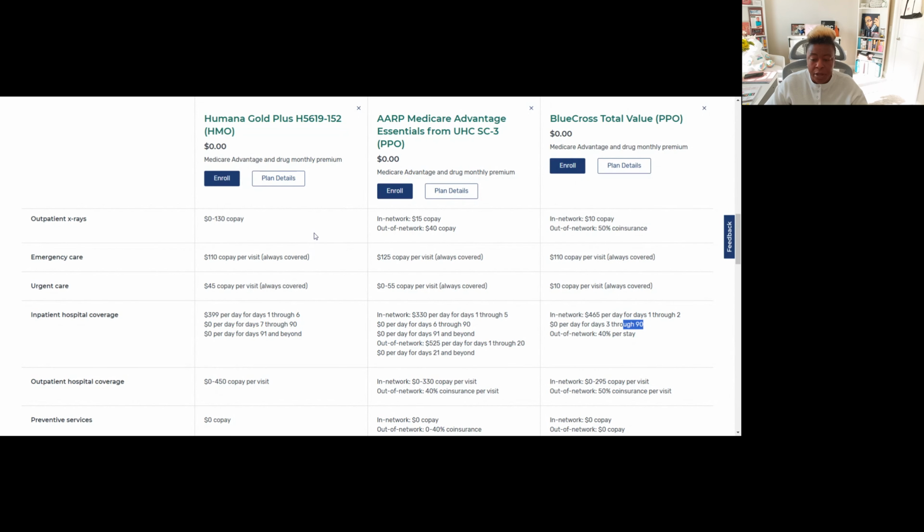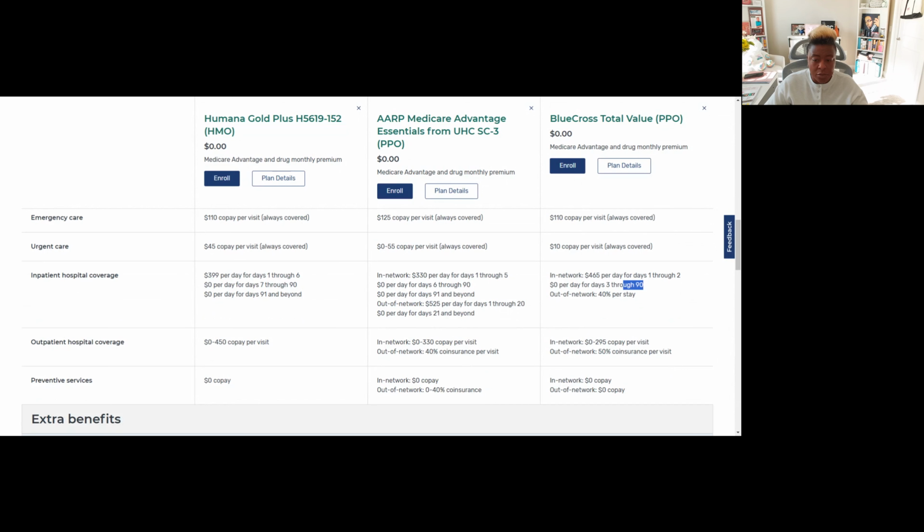So this is always a good one to look at. In my opinion, this looks pretty good. Every time you go into the hospital, these copays start over. And so for this person here, if they're spending 1 or 2 nights in the hospital, then they're going to pay $465 for those first 2 days.